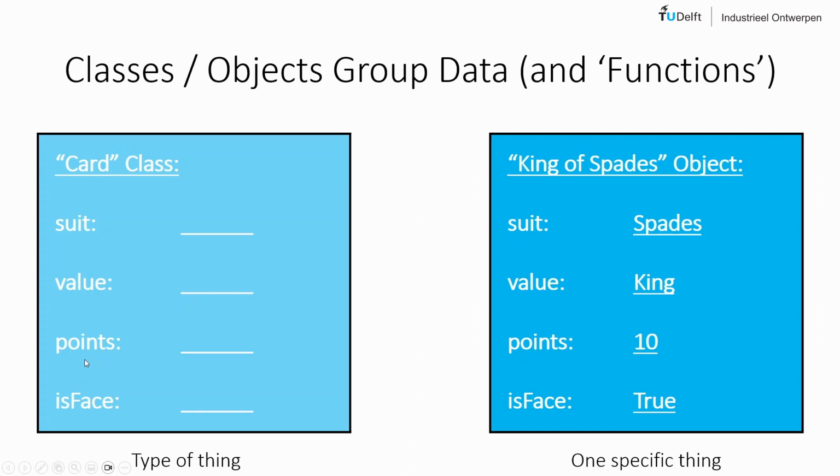For anyone who doesn't know, in blackjack, the number cards are all worth a number of points equal to their number, but then all of the face cards, Jack, Queen, King, are worth 10 points, and the ace is worth either 1 or 11. Up to you. And then let's say we also want to have a Boolean saying, is it a face card?